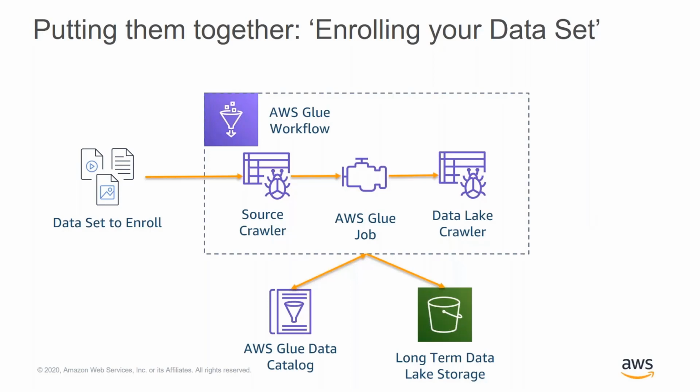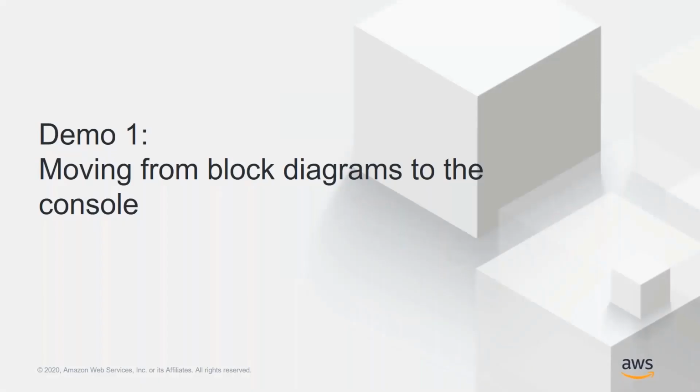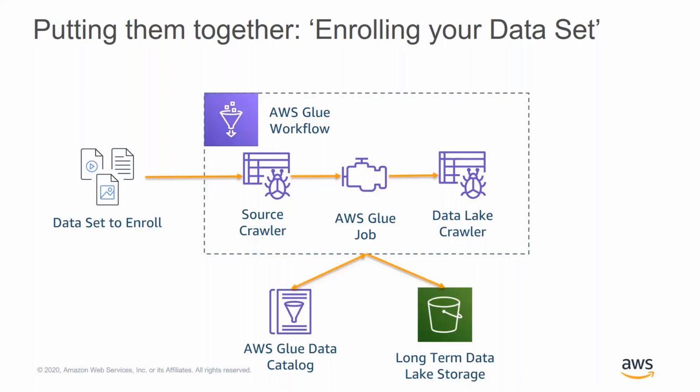So enough with the diagrams. Let's move to the actual console and show you some of this in practice. Now I'm going to jump back for a second. I want you to remember this visual here before we jump over to the AWS Glue console, as you'll see what one of these enrollment patterns looks like in the console itself. All right, so let's pop over to the console now.